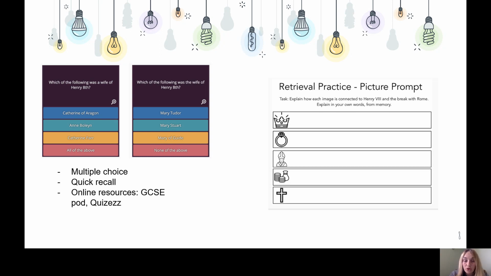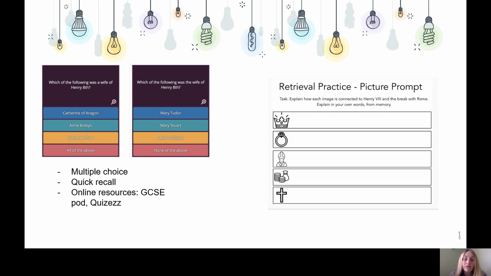Another way in which you can do some low stakes questioning is through retrieval practice. As you can see there on the right hand side, it's called a picture prompt card. You may have seen these, you will have these in your revision booklets because we use this quite a lot, but pictures will jog your memory. The task there is to explain how each image is connected to Henry VIII, and you would do that for each of those 5 drawings. So it's in your own words and it's from memory.